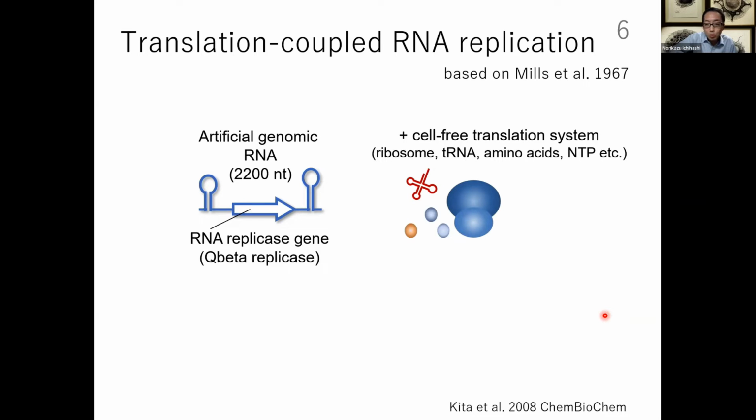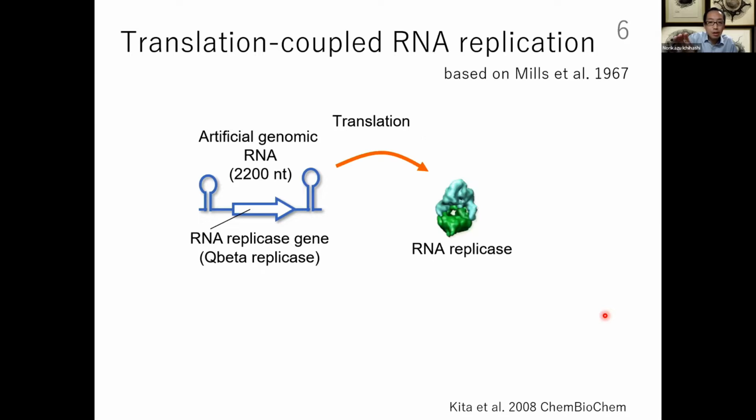This is a reconstituted translation system of E. coli. All components are purified independently. When we mix these two factors, RNA replicase is translated, and this process is different from the Spiegelman's case. In Spiegelman's case, RNA replicase was purified in advance and supplied externally. But in this case, replicase is translated from the RNA in the same reaction internally.